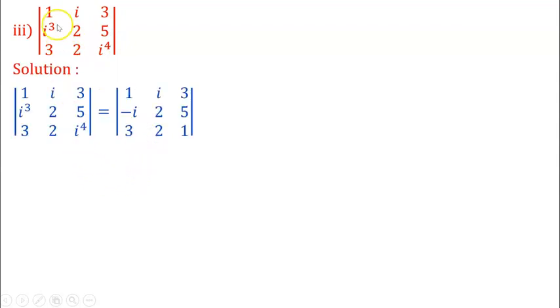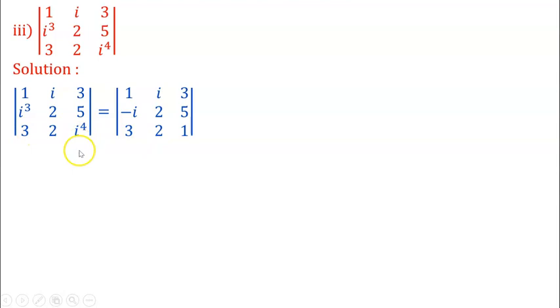Third one, 1 i 3, i cube 2 5, 3 2 i raised to 4. Now the solution, see this here. 1 i 3, keep it as it is. But what about the i cube? i cube means i square into i. i square is minus 1 into i, then you will get here minus i. Next, 2 5 as it is. 3 2 as it is.